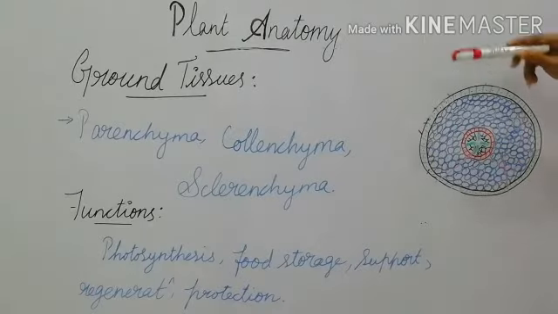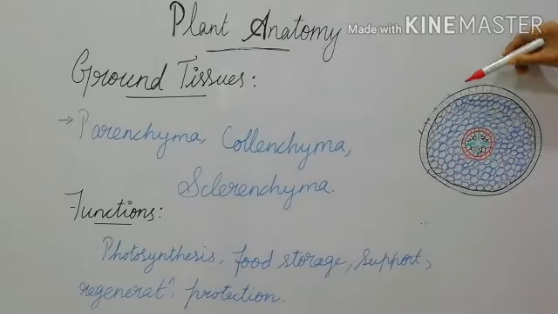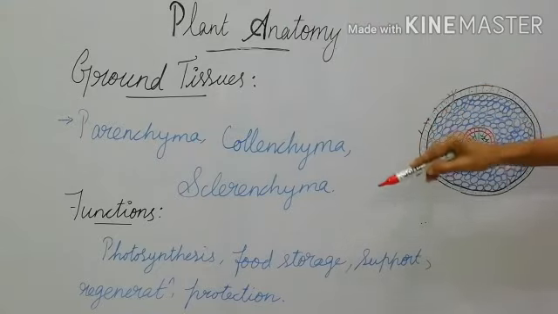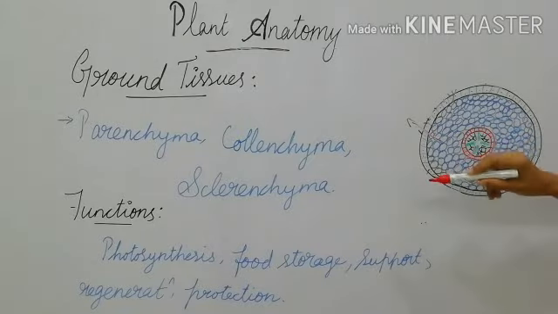And the next tissue is the ground tissues. These ground tissues include all the tissues of the plants except the epidermal tissues and the vascular tissues. So the tissues like parenchyma, collenchyma, sclerenchyma, all these tissues come under the ground tissues. And the functions of these ground tissues are, it is involved in photosynthesis. Photosynthesis means taking in carbon dioxide and giving out oxygen.